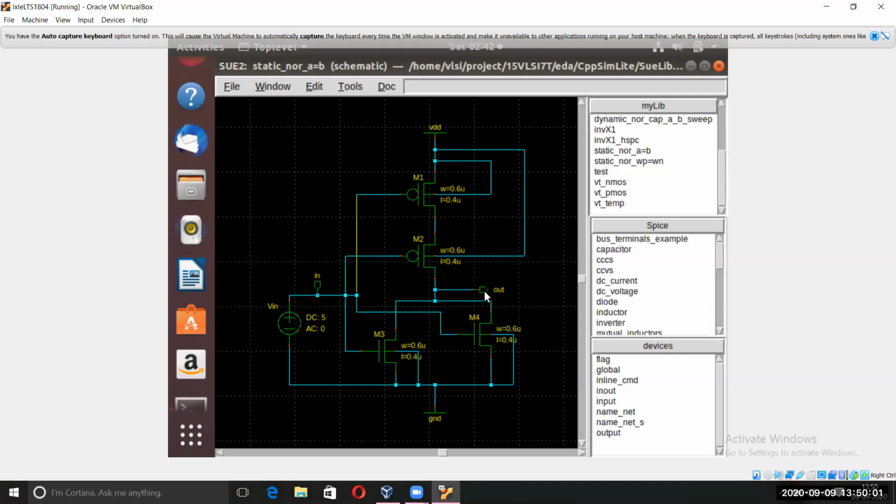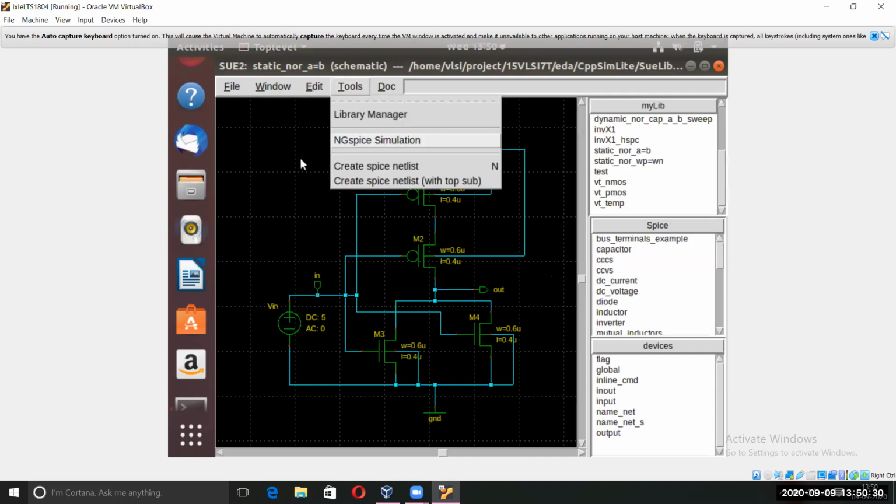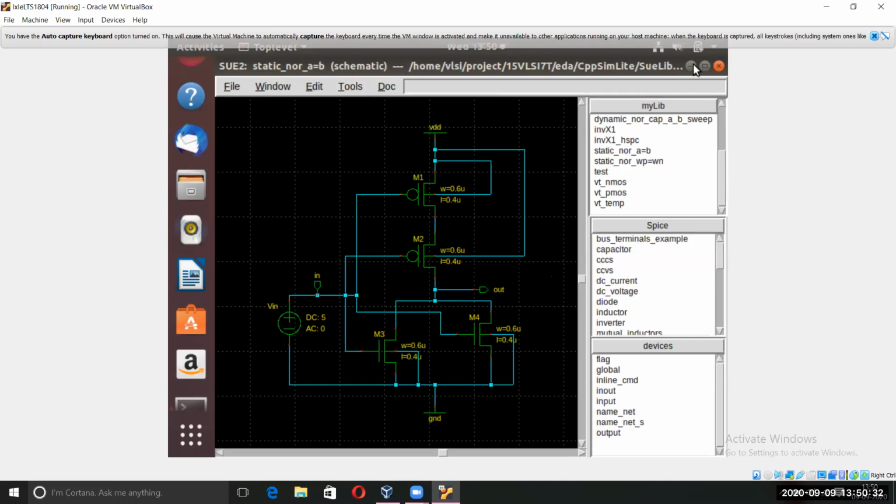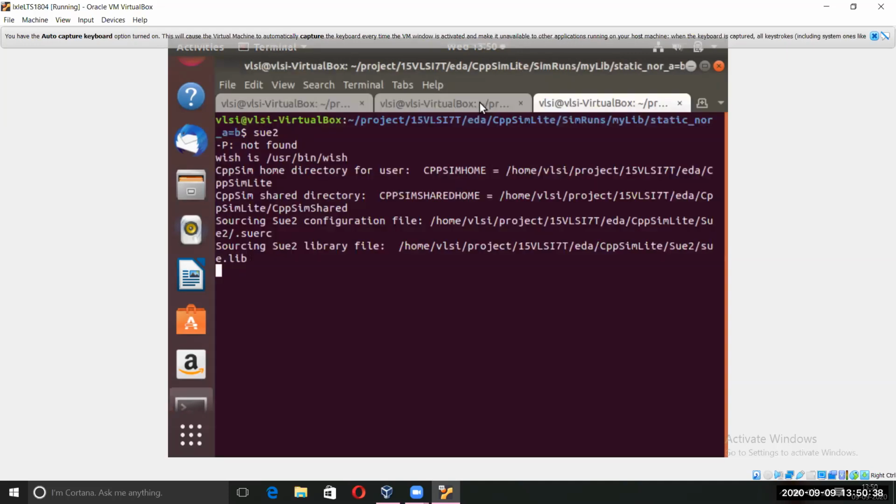Then we have connected the input node, and sizes we are keeping the default, the minimum one, which is 0.6 by 0.4. For all, we are keeping WP of the NOR equal to WP of the inverter. We are keeping the same W values for both of them. Then you have to save it. Then you create the netlist like that. Then run the ngSpice simulation, and then check the netlist.